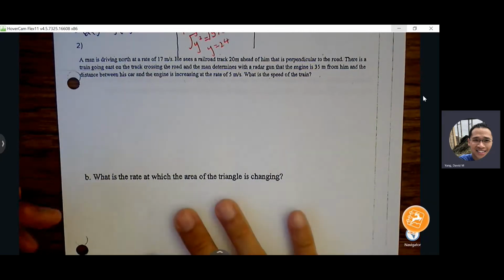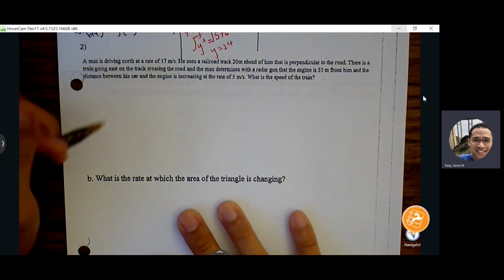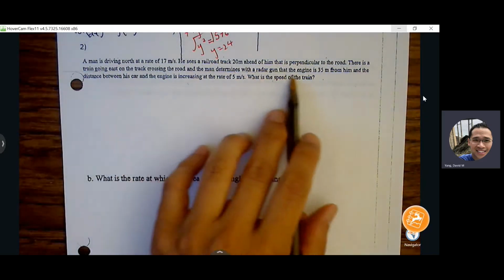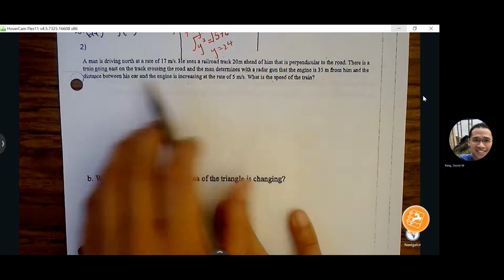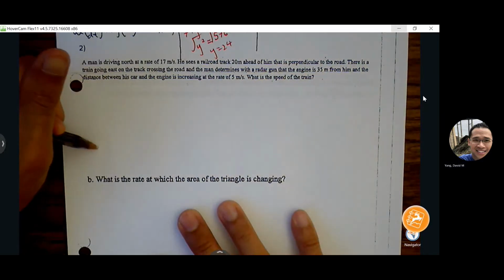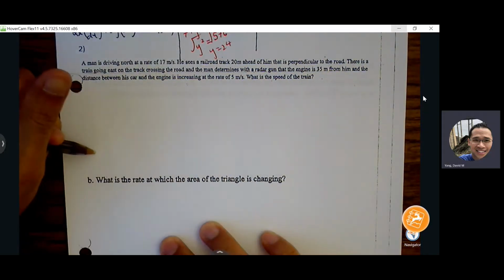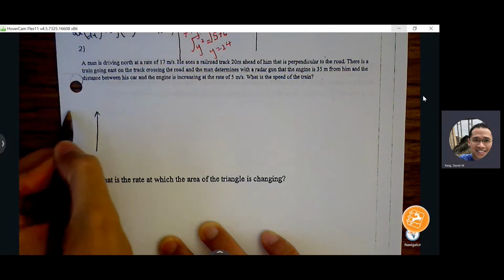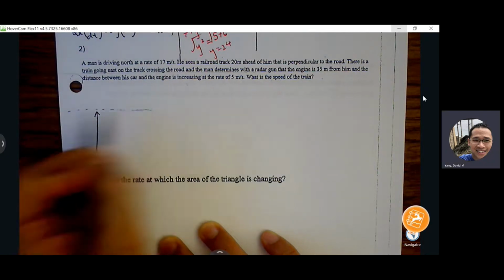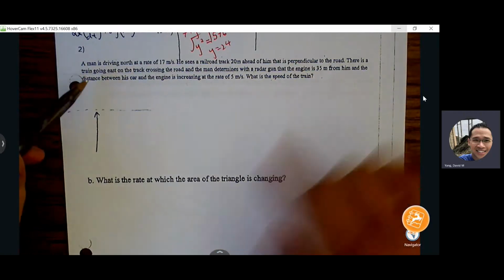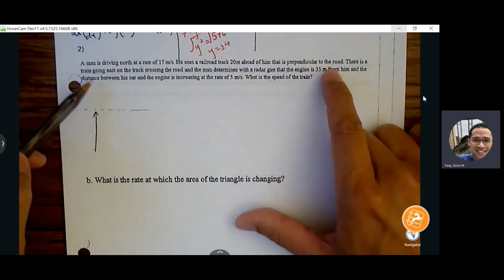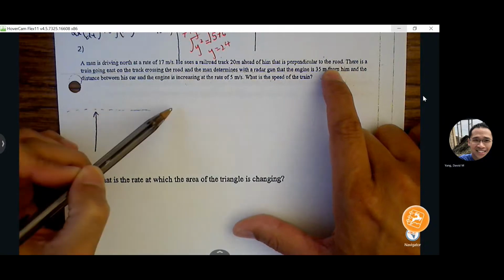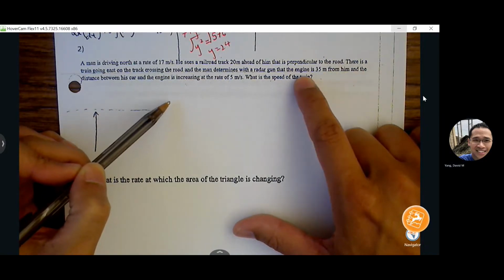Okay, a man is driving north at a rate of 17 meters per second. He sees a railroad track 20 meters ahead of him that is perpendicular to the road. Okay, so here's the perpendicular intersection. The train is going east on the track crossing the road.